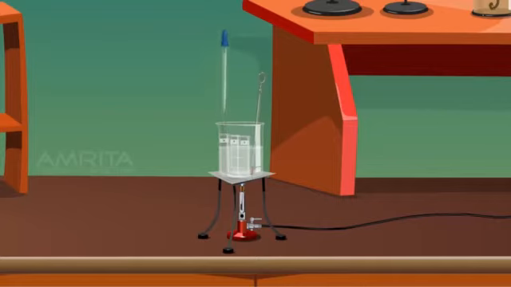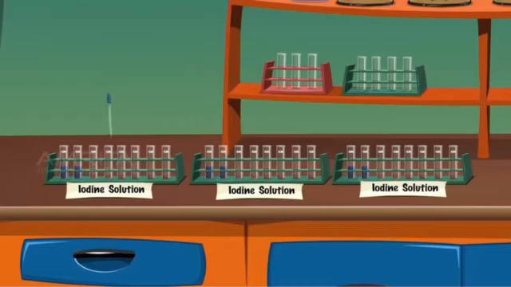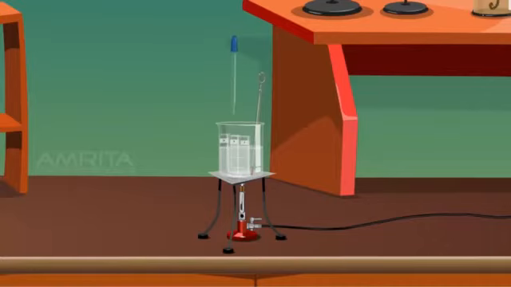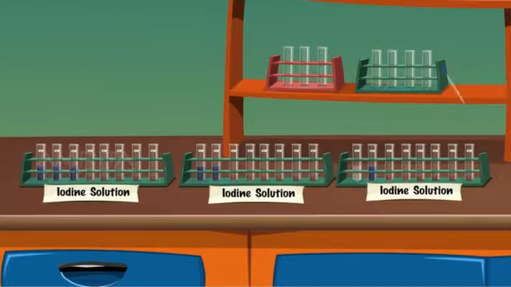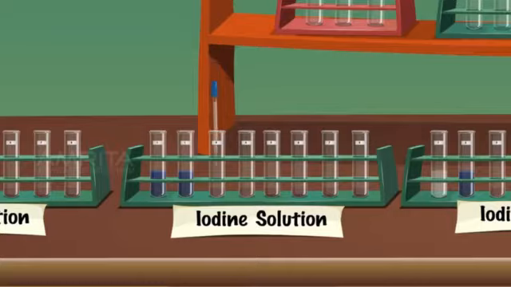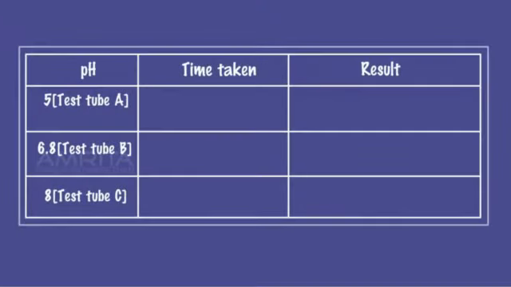After an interval of 2 minutes, again take a drop from each tube and add it to the iodine tubes and note the change in color of iodine. Keep on repeating the experiment at an interval of every 2 minutes till the color of iodine does not change. After the 4th minute, the color of iodine doesn't change for starch solution at pH 6.8. Note the time in the table.